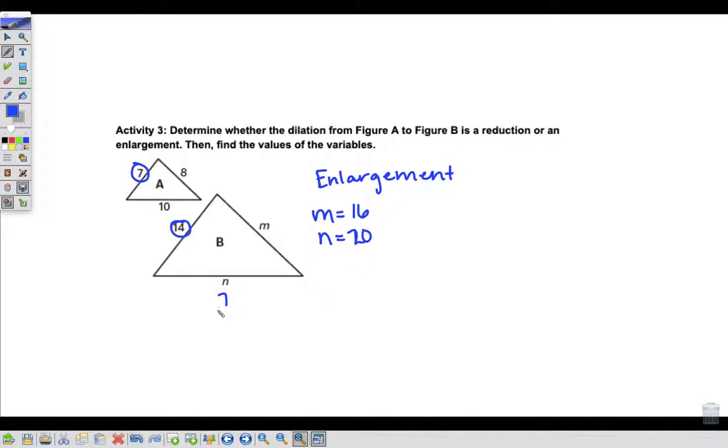So if I checked that out, I'd have 7 to 14, which is equal to, hopefully, 8 to 16, which is hopefully equal to 10 to 20. So if I simplify those, I have 1/2 equals 1/2 equals 1/2. So since all of those ratios are equal, that means that I have the correct values there.